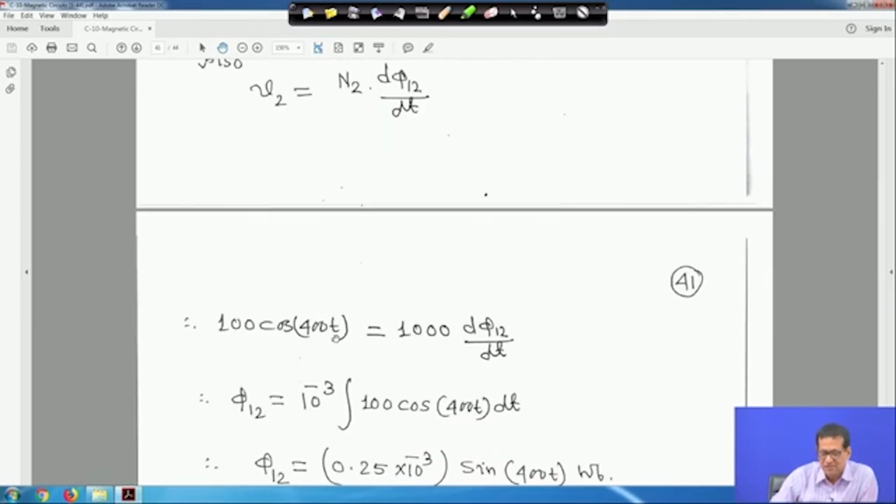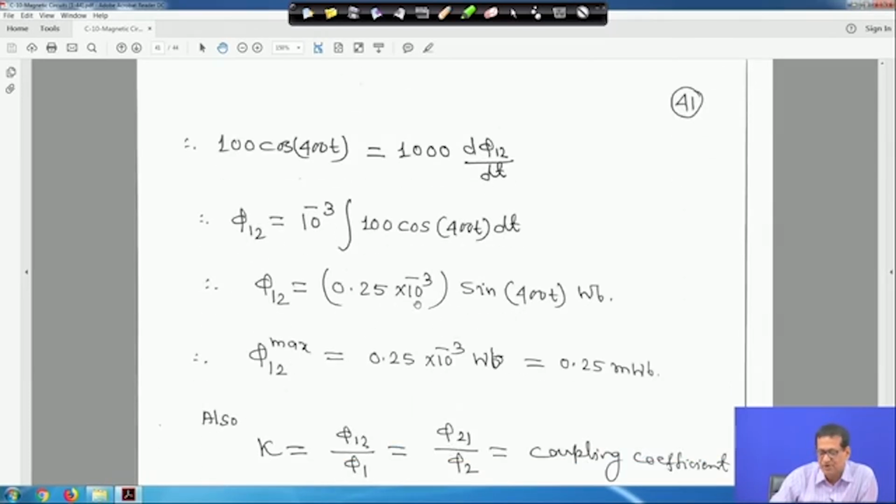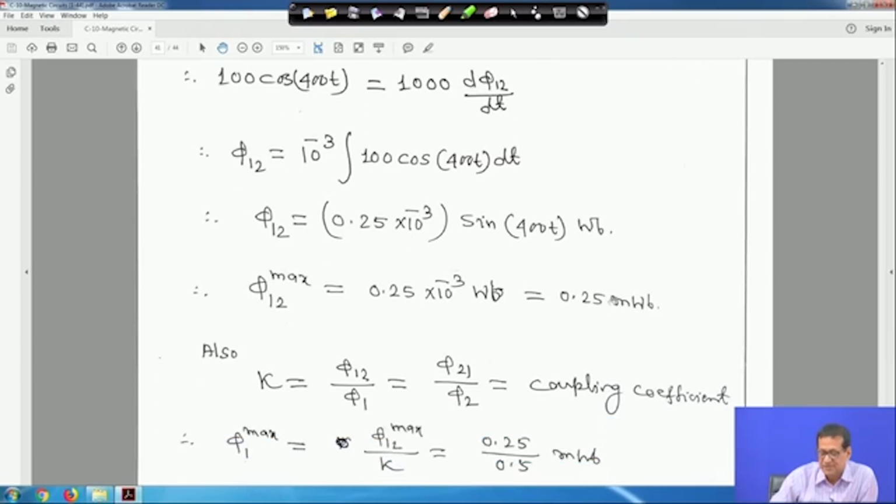So, 100 cos 400t, N2 is 1000 turns, it is given dφ12/dt, or φ12 is equal to 1 divided by 1000 times the integral of 100 cos 400t dt. If you integrate this, φ12 will be 0.25 × 10^-3 sin 400t Weber. So that means φ max will be 0.25 × 10^-3 Weber. This is the φ max, 0.25 milli Weber.